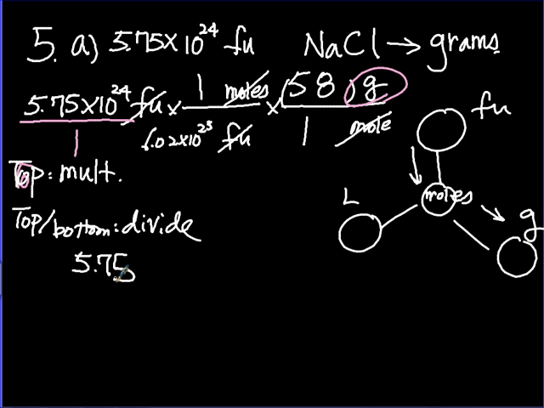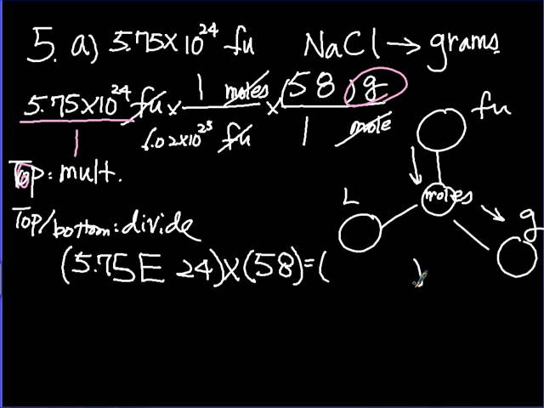Okay, in the calculator, you must put the parentheses around the numbers. Parentheses, 5.75, E, 24, times, parentheses, 58. Okay? Then you're going to get this number, whatever that is, and you're going to divide this number by what? 6.02 times 10 to 23.